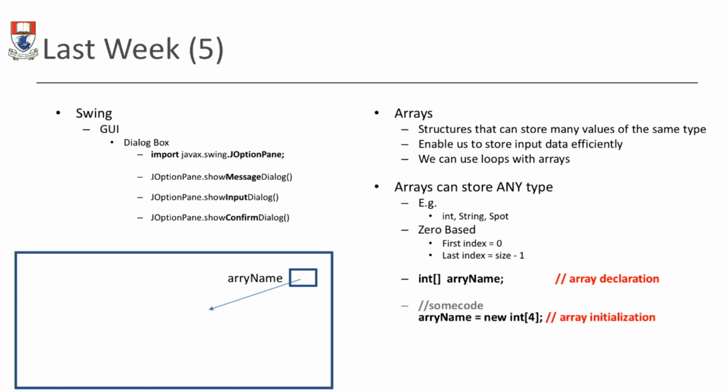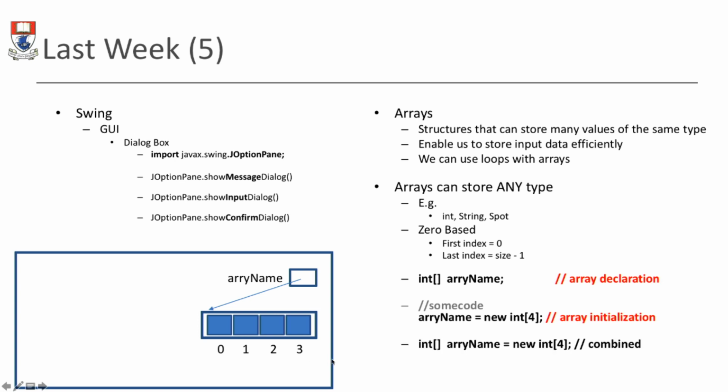And when we wanted to then initialize the array, we had to add some additional code, and that was the new keyword followed by the size of the array inside square brackets. So this creates an array. In this example here, we're saying create a variable called array name, initialize it to be a new array of integers of size 4, indexed from 0 to 3. Now we can combine the previous two statements into a single line and do the array declaration and array initialization in a single step. And that's an example.